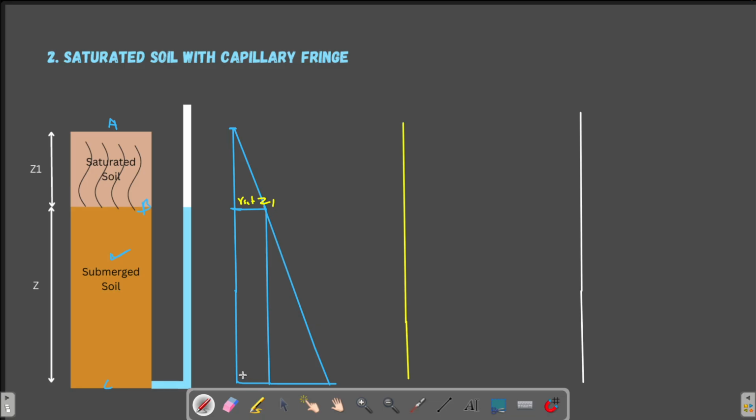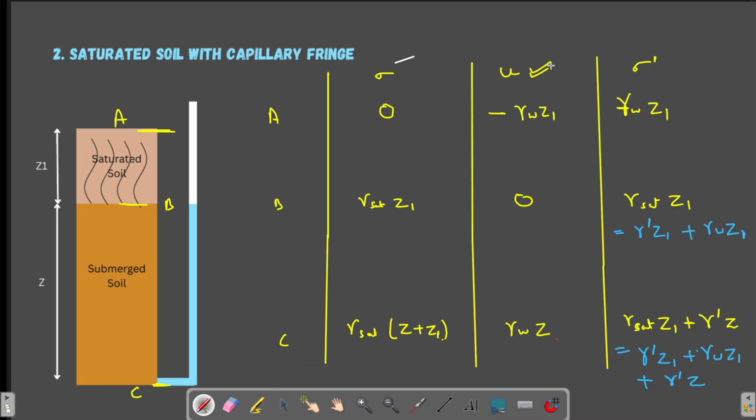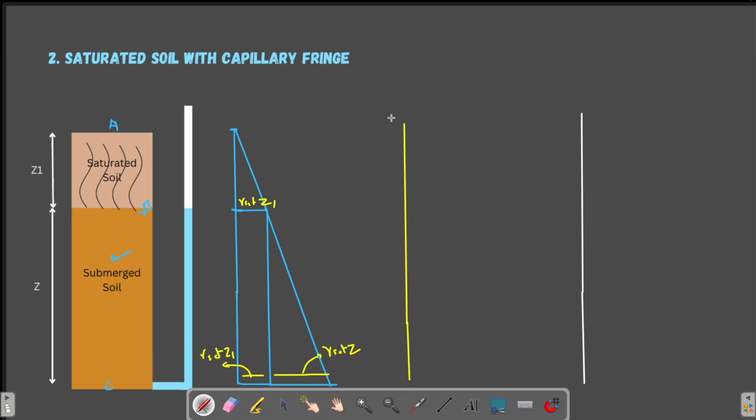So this is gamma, this length is gamma saturated into Z1, same as this one, and this one is gamma saturated into Z. So this total will be gamma saturated into Z1 plus Z. This is satisfied. Now in the second part, the pore water pressure is minus gamma W into Z1. It is negative. Here it is 0 and here it is gamma W into Z.